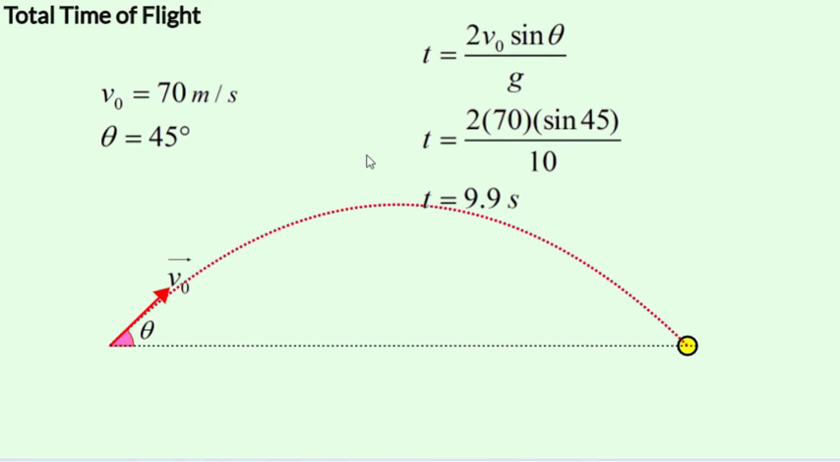So we are given v0, the initial speed, is 70 and we are given the launch angle theta as 45. Substituting this into the formula for the total time 2 times v0 sine theta over g and using g as 10, we obtain the time taken for the full flight as 9.9 seconds. This is the time taken to cover the entire path. The time taken from the launch point to the highest point would be half of this, so that would be 4.95 seconds.